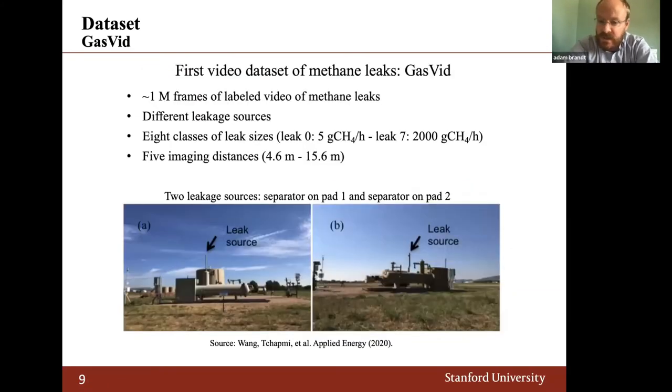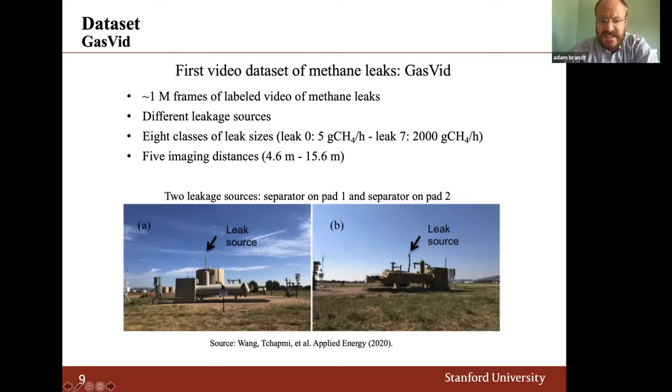With GasVid, our goal was to go out there and get 1 million frames of video, and we did. Different leakage sources: here are two separators that we imaged, separator one and separator two. There are 8 classes of leak sizes and 5 imaging distances. The metric distances, 4.6 to 15.6, aren't even. They were even in feet, but we should have done 5 to 15. I think it was 15 feet to something else. Leaks range from pretty small to moderate, 2,000 grams of methane per hour, about 2 kilograms per hour. So it's a pretty good leak.